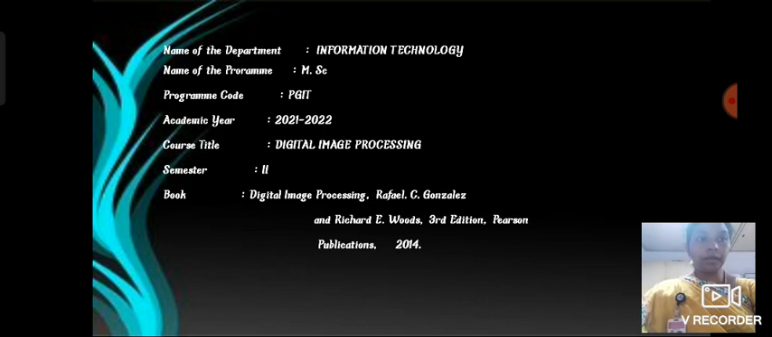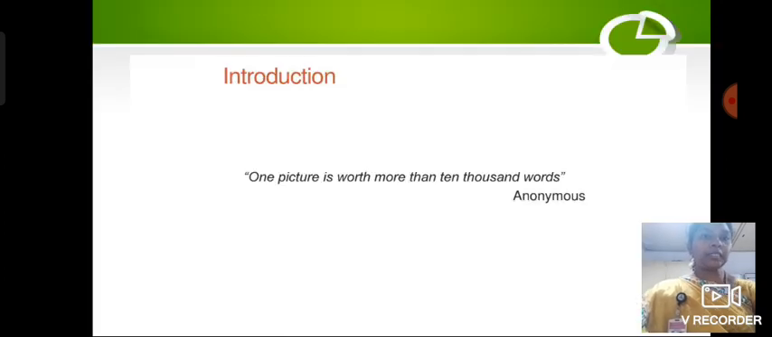From the name itself, you can understand that digital images are to be processed. So, what is an image? An image is nothing but a photo that is taken from any one of the devices. Digital image processing means we are taking a digital form of the images. In the olden days, we had films, and from the films we took the images. But now we have digital cameras, and from the digital cameras we take the images.